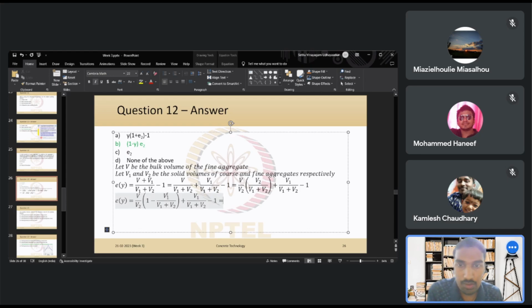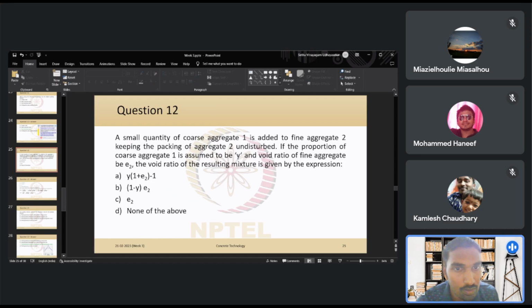Now what is this V1 by V1 plus V2? V1 is the solid volume of the coarse aggregate and V2 is the solid volume of the fine aggregate. So V1 by V1 plus V2 is nothing but the volume fraction of the coarse aggregate, the solid volume of the coarse aggregate in the total solid volume. The total solid volume is V1 plus V2, and the proportion for the coarse aggregate in the total solid volume is V1 by V1 plus V2, and in the question that is given as y.